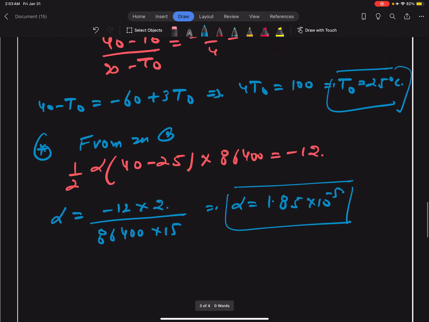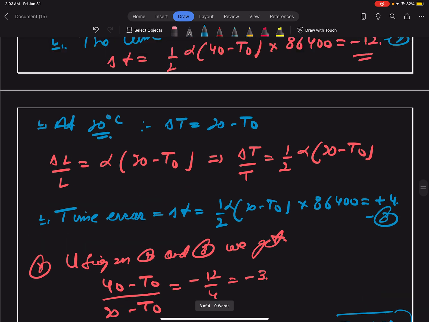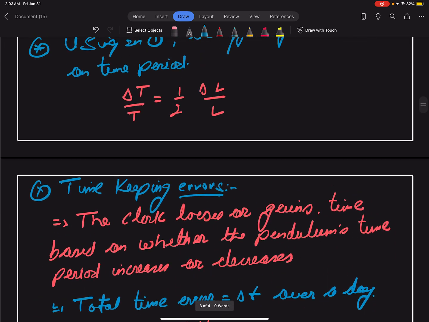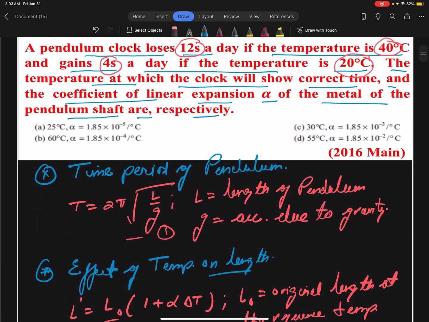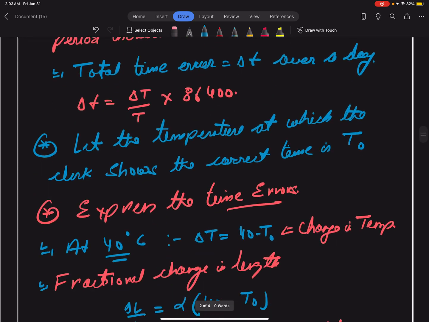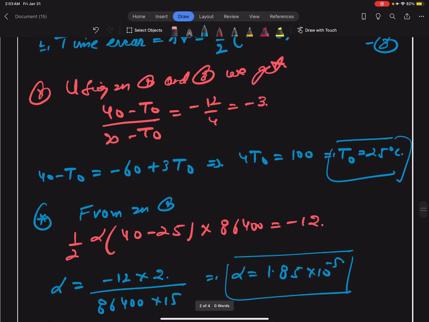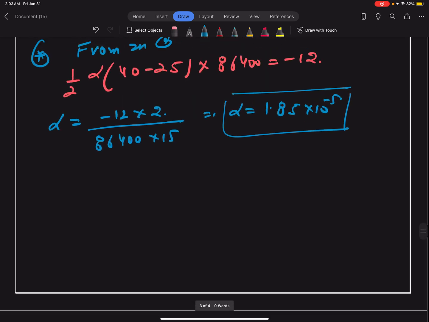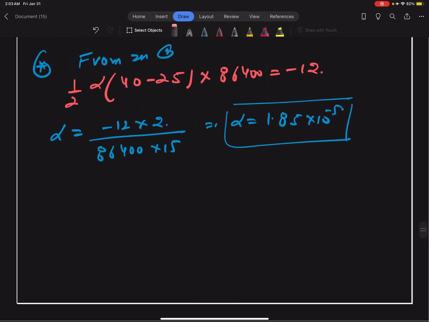So we got both the temperature value as well as alpha value, and let us check the options that are given to us. So the option number A is the correct option. So we can say option A is correct. This completes the question.